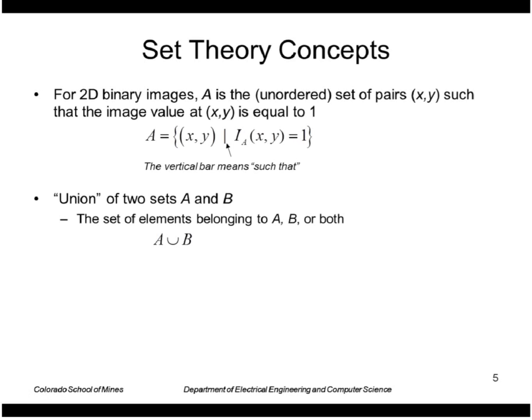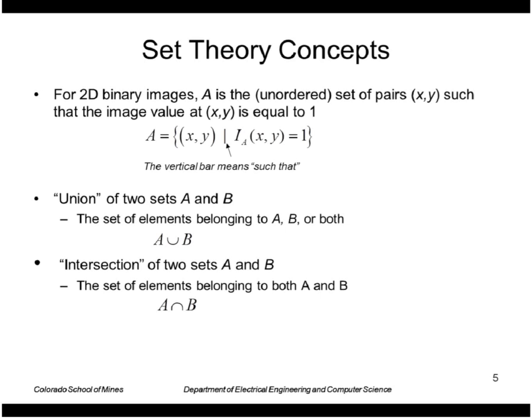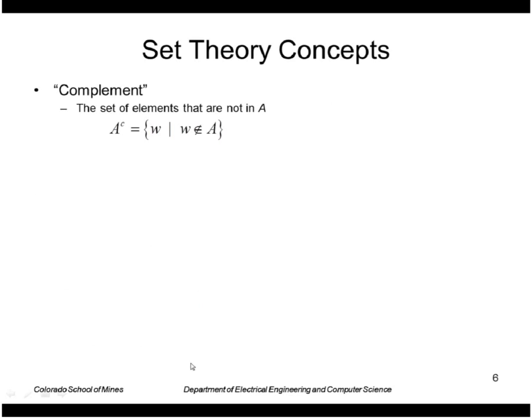Another concept is the union. The union of two sets A and B is the set of elements that belong to A or B or both, and we use this symbol to denote the union. Intersection is the set of elements that belong to both A and B, and we use this symbol. And when we say W is an element of set A, we use this symbol here. Another one is the complement. The complement of a set is all the elements that are not in the set, so basically all W's such that W is not an element of A.